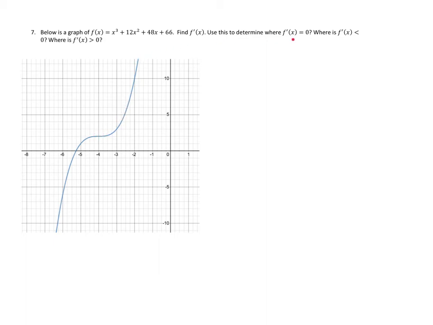So in terms of where the derivative is 0, if I were to guess off of the picture, it looks like it's only at -4. It looks like it's just at this one spot. Again, that's just a guess. We can try to verify this later.